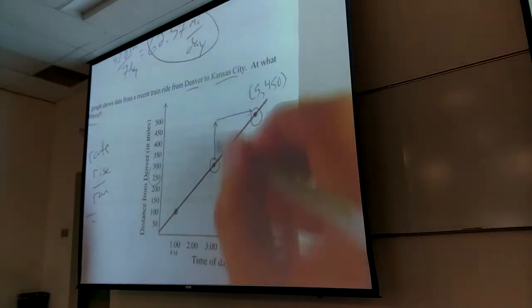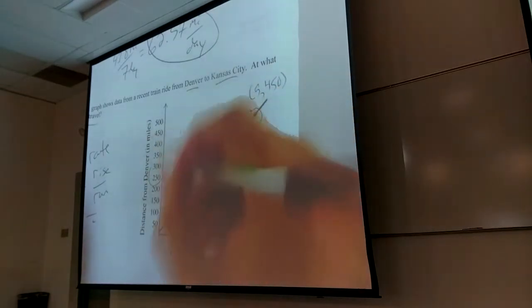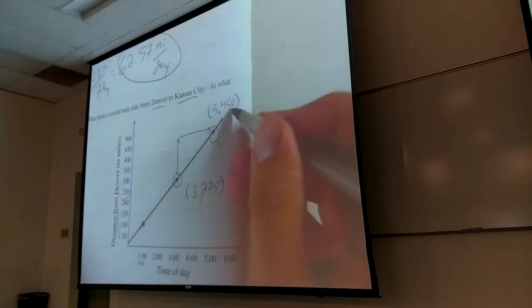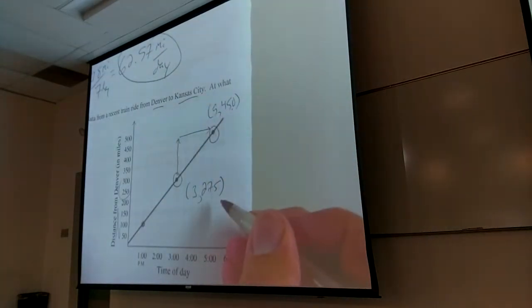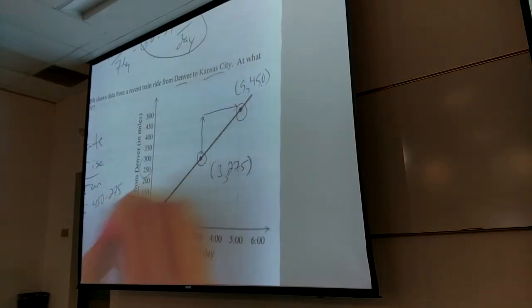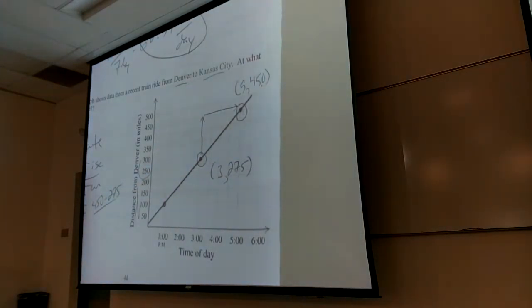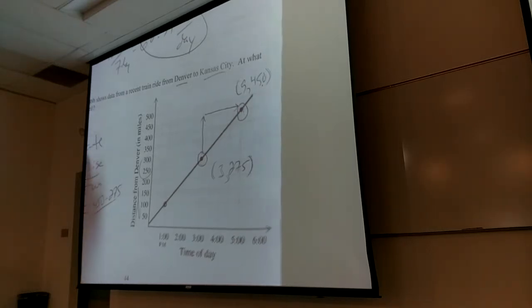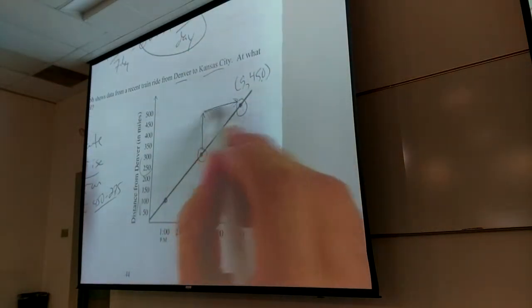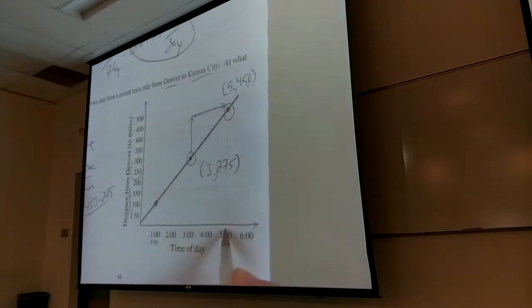How much did we rise? 25. That's the difference in the distance, right? 25 miles. 450 minus 275. It's 25. Yeah. So 450, not 25. 450 minus 275. 175. 175. And what about how much did I go over? How many hours did that take? 3 to 5? 2 hours. So we went 175 miles in 2 hours.